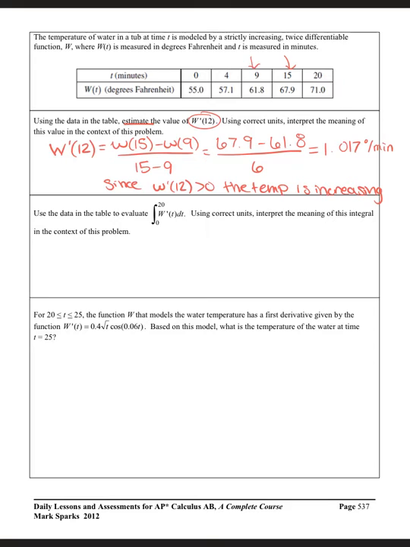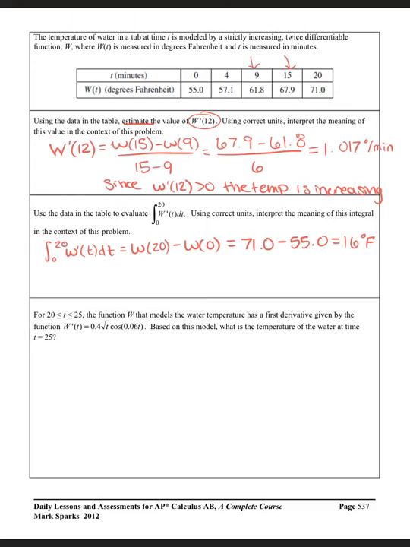Okay, so the next one, use the data in the table to evaluate the integral from 0 to 20 of w prime. Using correct units, interpret the meaning of this integral in the context of the problem. So if we are integrating the derivative, that's w of 20 minus w of 0. We just go backwards. Well, w of 20 is 71.0 minus w of 0 is 55.0. So this equals 16 degrees Fahrenheit.